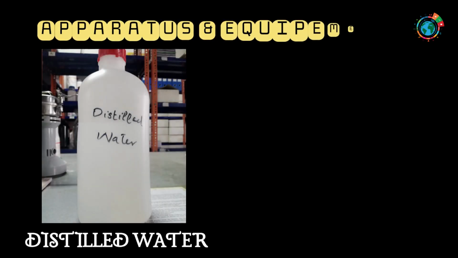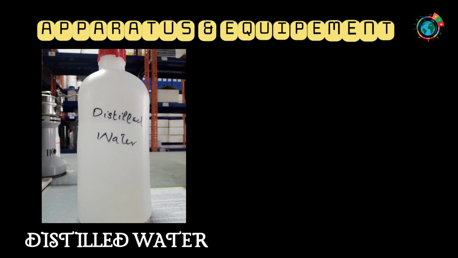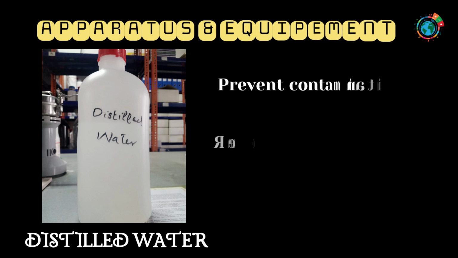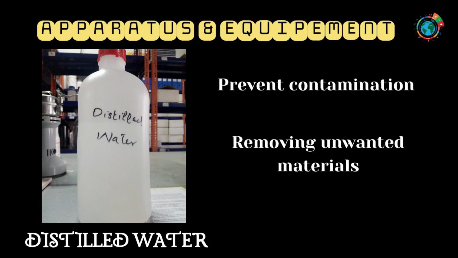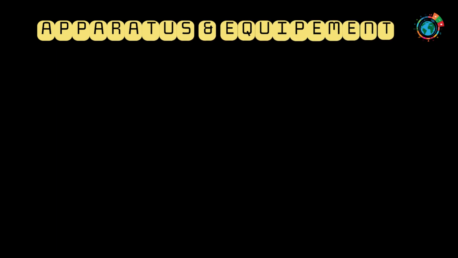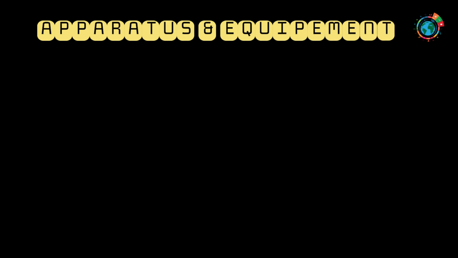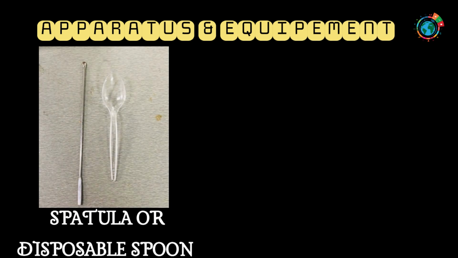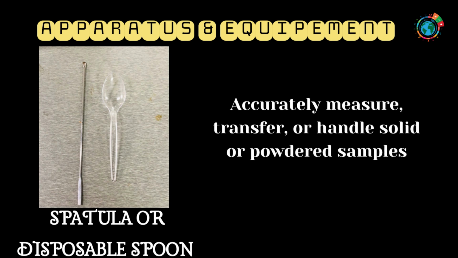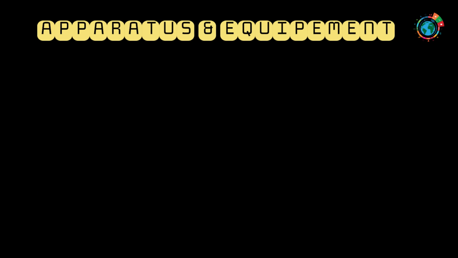2. Distilled water. Distilled water is commonly used in laboratory settings for contamination prevention and removal of unwanted materials like dust, dirt, and other impurities. 3. Permanent marker. It is used for labeling of China dishes. 4. Spatula or disposable spoon. They are used to accurately measure, transfer, or handle solid or powdered samples.